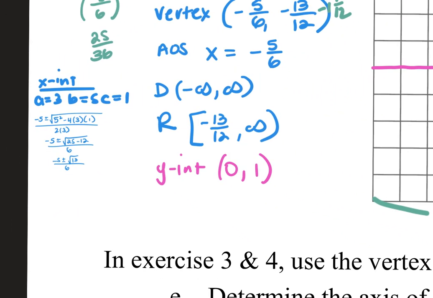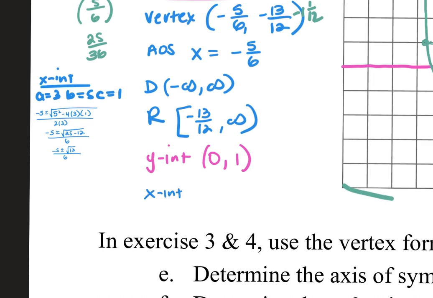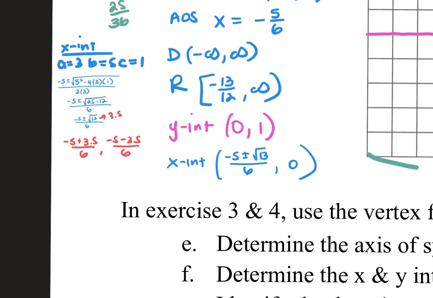That doesn't simplify, but when I write my intercepts, I want to write them in coordinate point form. So negative 5 plus and minus root 13 over 6, comma, 0. Now, if I want to approximate them to see where they would fall on the graph, I would say that the square root of 13 is in between square root 9 and square root 16, so like maybe a 3.5. Negative 5 plus 3.5 over 6 and negative 5 minus 3.5 over 6 are my two decimals. So this is like negative 1.5 over 6.